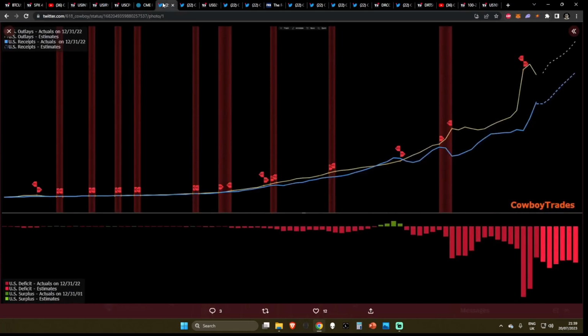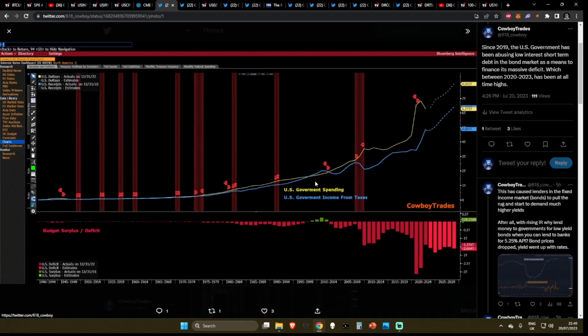Now let's come over to our first chart. This chart over here shows us the US government deficits. Now since 2019, the US government has been abusing low interest short-term debt in the bond market as a means to finance this massive deficit which has been taking place since roundabout 2019. Over here in 2020, you can see that the US government spending dramatically outpaced its income from taxes, and this is why we saw an all-time high in terms of the budget deficit in 2020, and why this has pretty much been at all-time highs ever since.